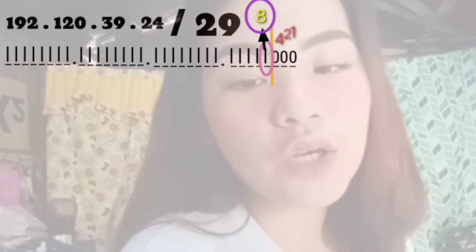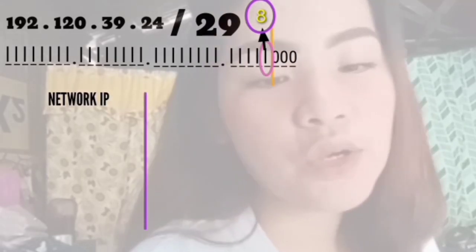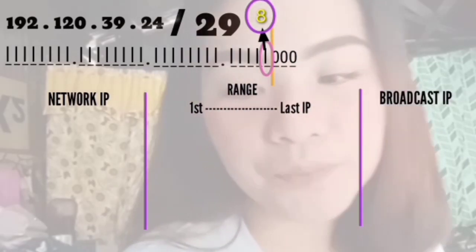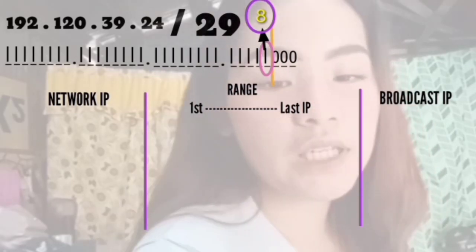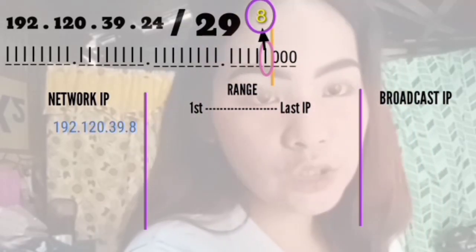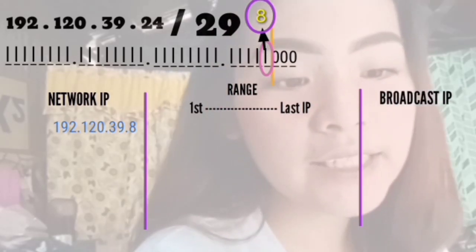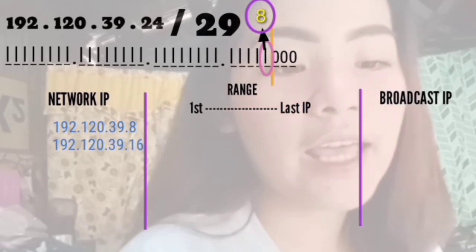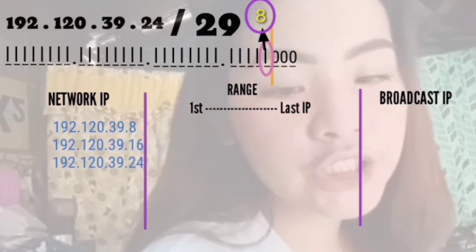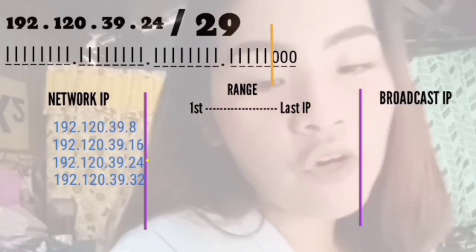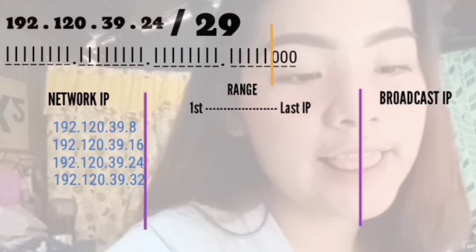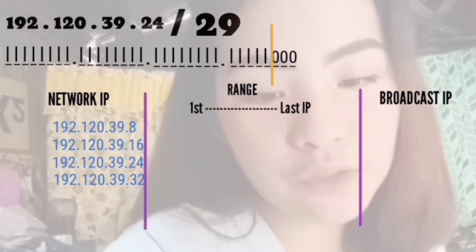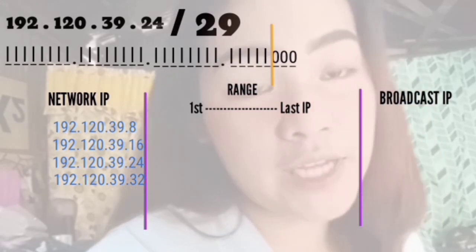So next, we have network IP, first and last IP, and then broadcast IP. So first thing first, we need to lay down the 192.120.39, then 8, then 16, then 24, and 32. So 24 is our focus and 32, because the value of 24 falls in this range.